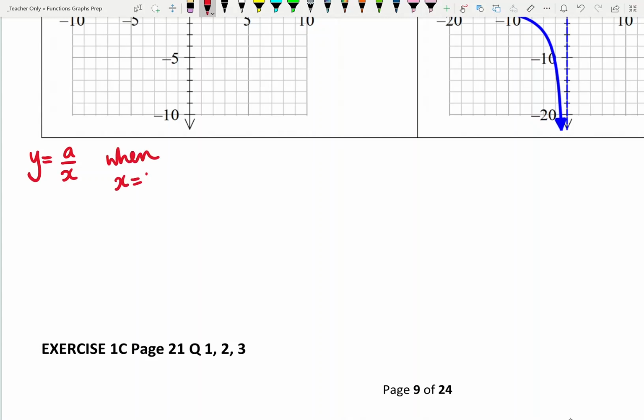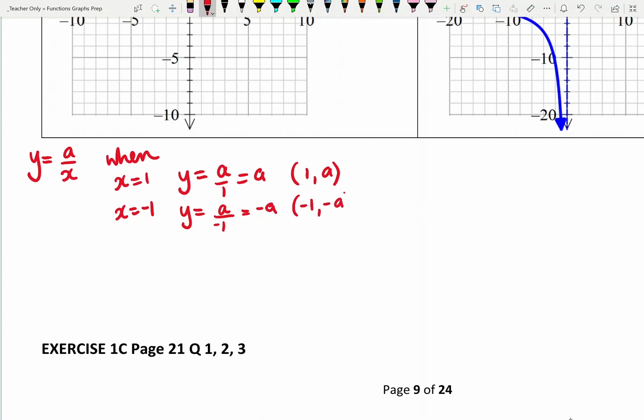When x equals 1, y equals a on 1, which is a, and that's our first critical point, (1, a). When x equals negative 1, y equals a on negative 1, which is negative a. And so our next critical point is (negative 1, negative a).